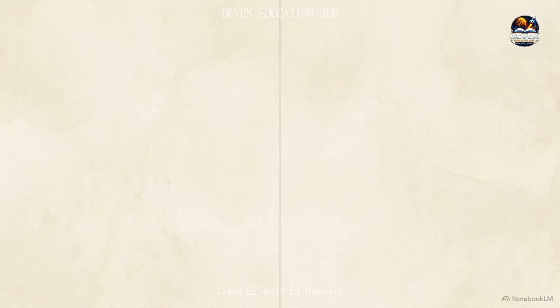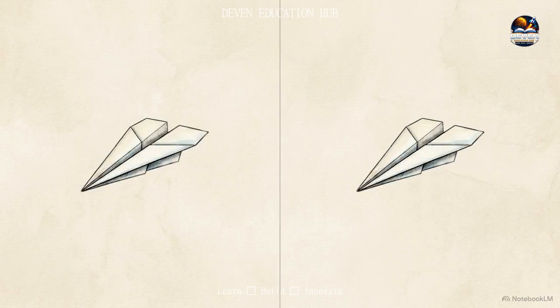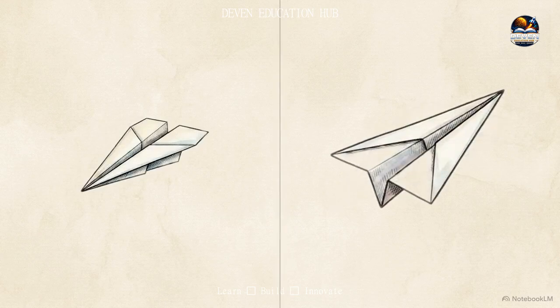Here's a final engineering challenge for you. Looking at the 2 planes in this diagram, what would happen if you built a paper airplane with wings that were twice as large? Would it fly twice as far?